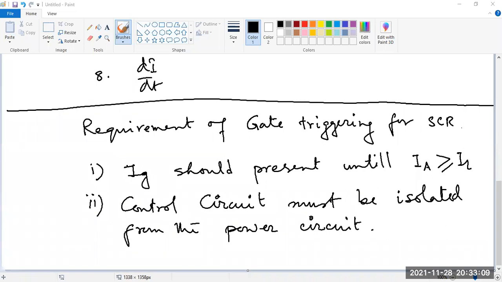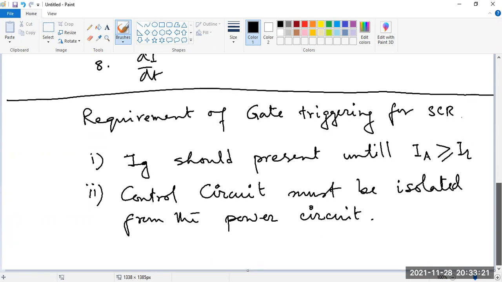To implement that, we generally use a transformer, because a transformer is a very good device which gives us isolation. We can also use other kinds of device like an optocoupler. Do you know what an optocoupler is? But for this type of application, we generally prefer a transformer.